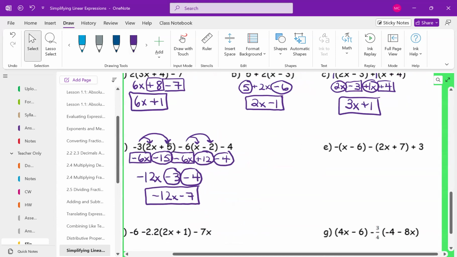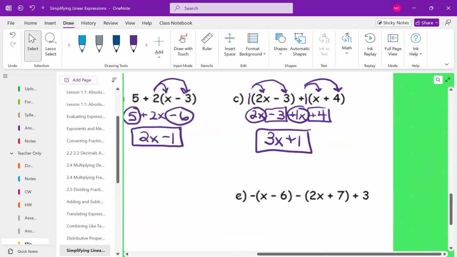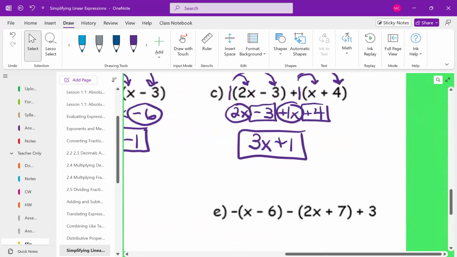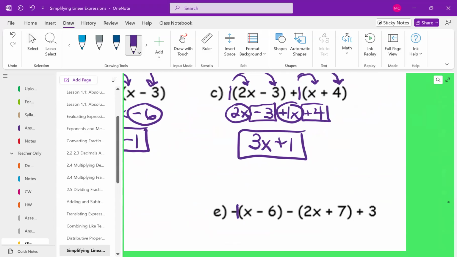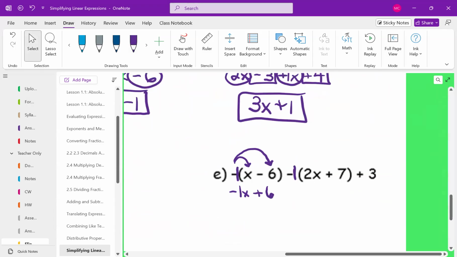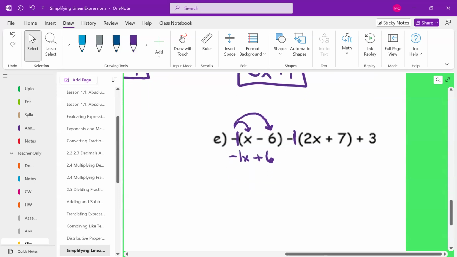Take a look at E. E looks similar to C above it, except instead of distributing a positive 1, what do you think we're going to be distributing? Exactly, a negative 1. So let's put those negative 1s in here. And again, we'll distribute. Negative 1 times x is negative 1x or negative x. Negative 1 times negative 6 is positive 6. You finish this one. Keep distributing, then combine like terms, and figure out what the simplest form is going to be.